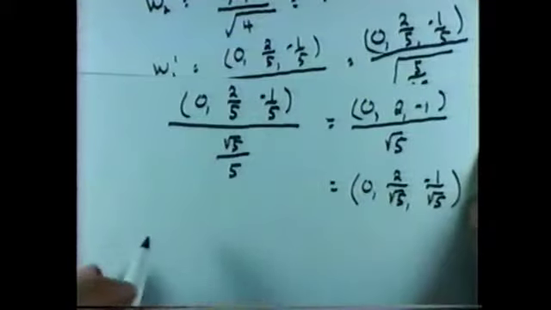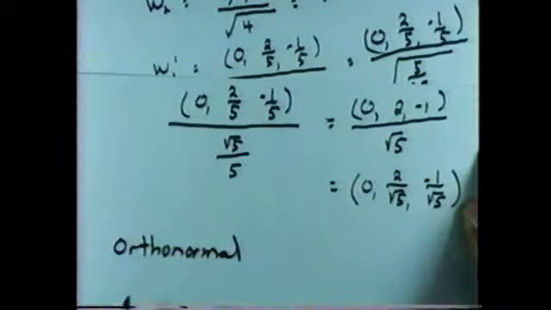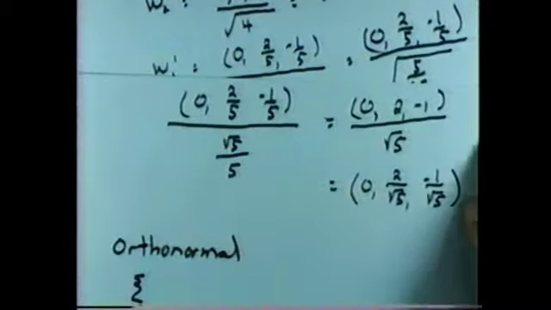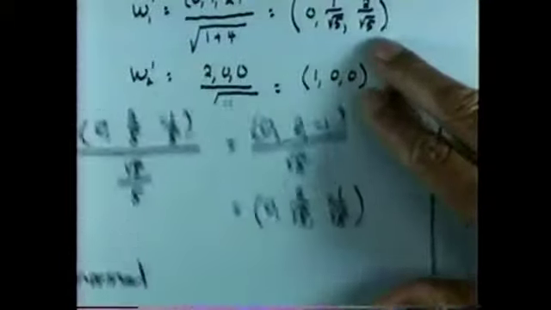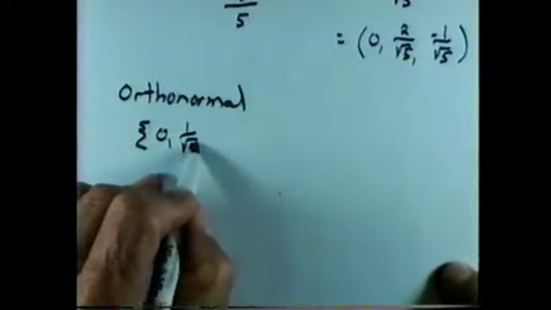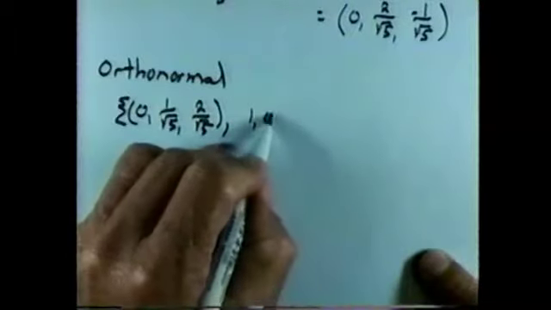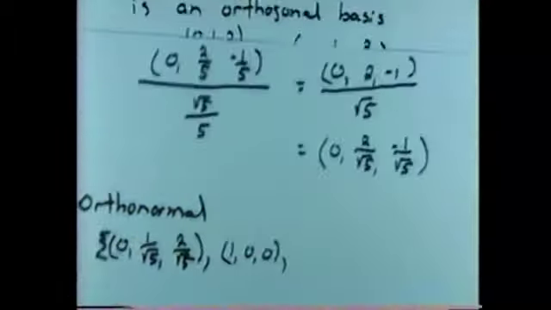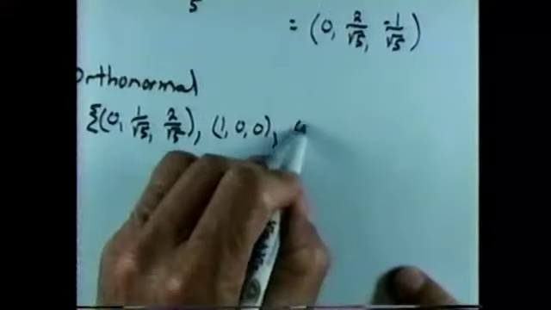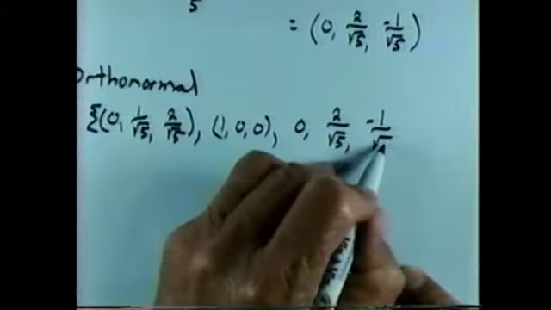So my orthonormal basis would be W1 prime, which is (0, 1 over square root of 5, 2 over square root of 5), W2 prime, which is (1, 0, 0), and W3 prime, which is (0, 2 over the square root of 5, negative 1 over the square root of 5).